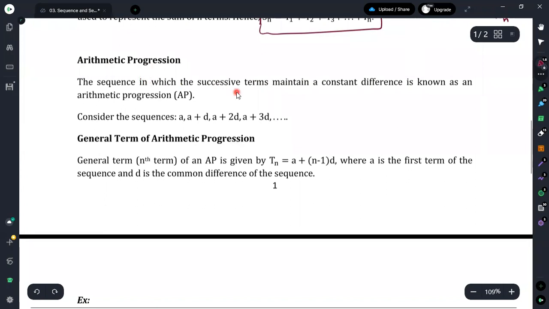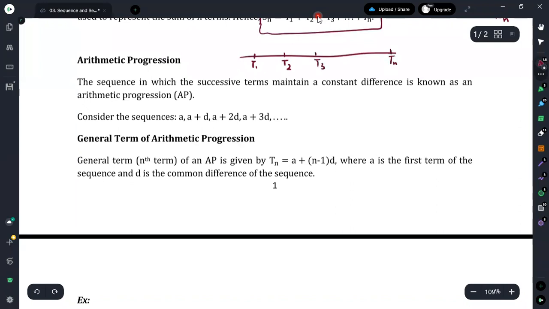If you consider the elements of a sequence, we have T1, T2, T3, likewise Tn here. Considering any successive term, T2 is the successive term to T1. If you consider this difference, it will be the same for any two consecutive elements. Therefore, if you can see a constant difference between any two consecutive elements, then such a series is said to be an arithmetic progression.